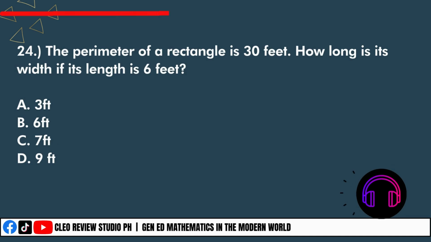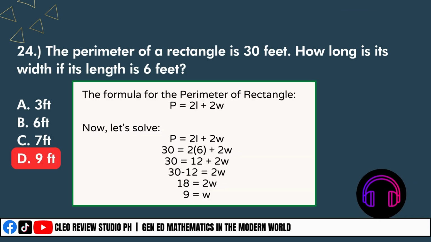The perimeter of a rectangle is 30 feet. How long is its width if its length is 6 feet? The correct answer is option D, 9 feet. Tandaan ang formula for the perimeter of rectangle. Again, di ko na nirarasyo kung madali lang naman. If ever na di pa rin magets, just comment below and we'll talk about that.